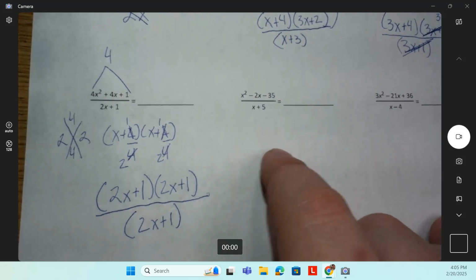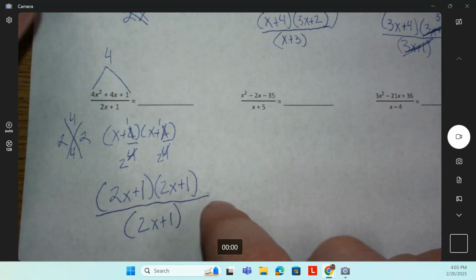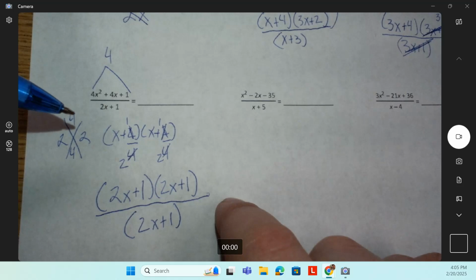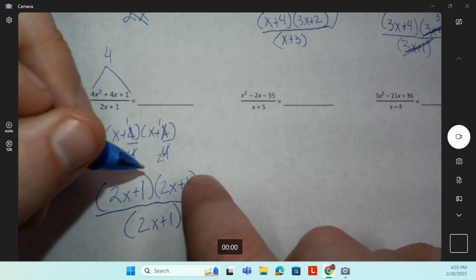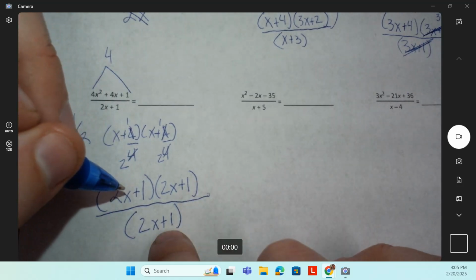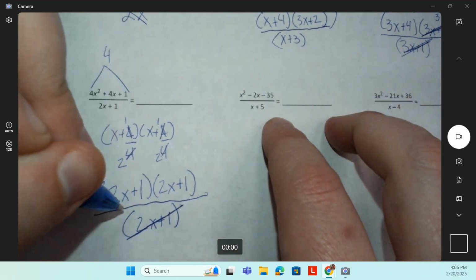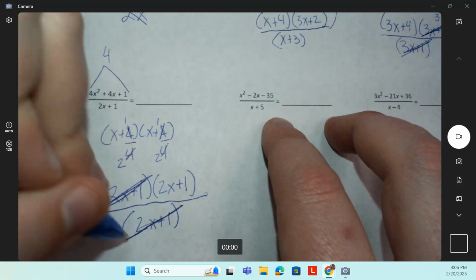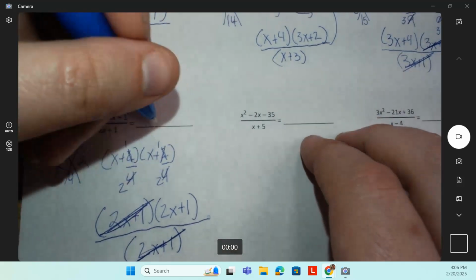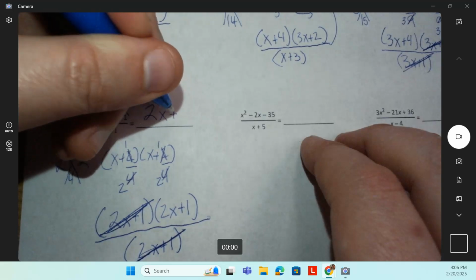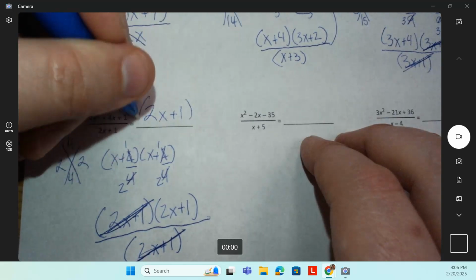I've had some ask me, well, wait, does everything cancel out? It's the same as if I had a 3 times 3 on the top and then a 3 on the bottom. Only one of the 3's would cancel out. So this cancels out with that. There's not another one to cancel out with. So that just leaves 2x plus 1. There is my answer.